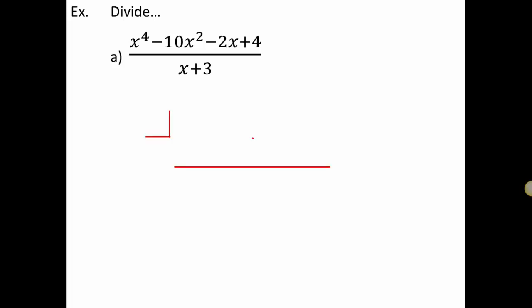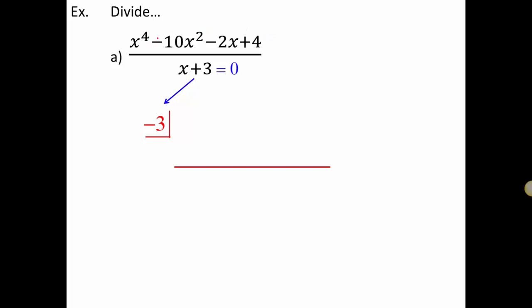So I'm going to start by setting up my basic structure. The divisor is going to go out here, and then the dividend is going to go inside. The way I actually figure out the number that goes on the outside is I'm going to look at the divisor, x plus 3. I'm going to find the root. Set it equal to 0. I get negative 3. So negative 3 will go on the outside, and then the coefficients of the dividend will go on the inside. Now we have to be careful. Look at this very closely. Do you notice anything that's missing?